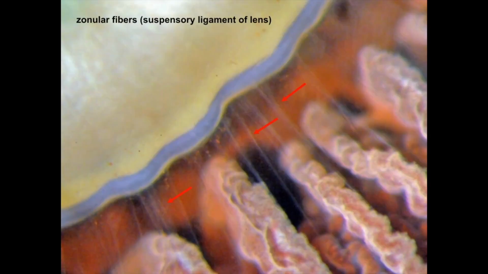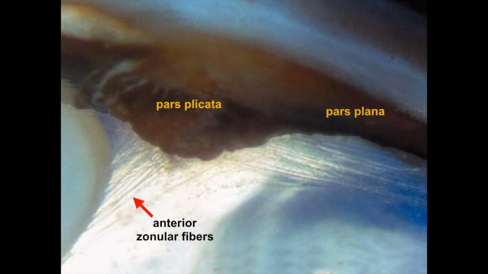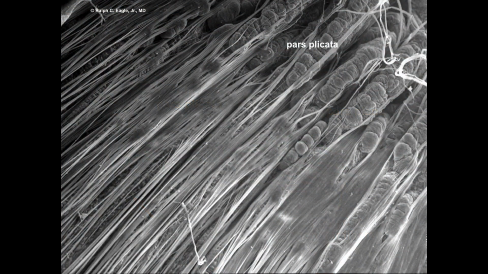Bundles of zonular fibers are seen bridging the gap between the lens and the pars plicata in these macrophotos. A second posterior group of zonular fibers extends across the pars plana. These are highlighted by retroillumination in this macrophoto. The posterior zonular fibers covering the pars plana are seen in this scanning electron micrograph.